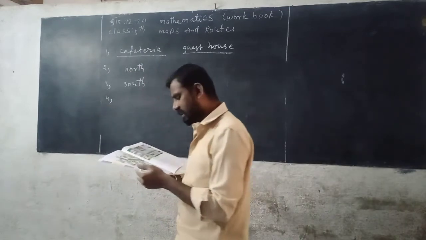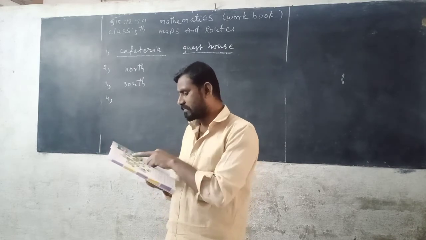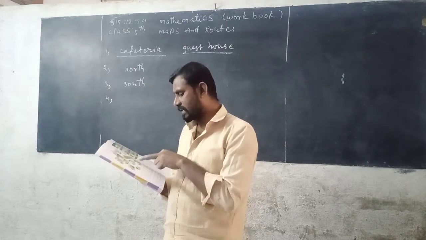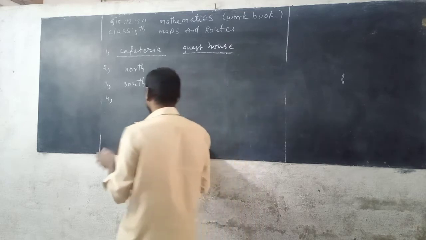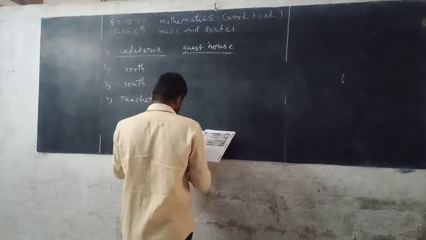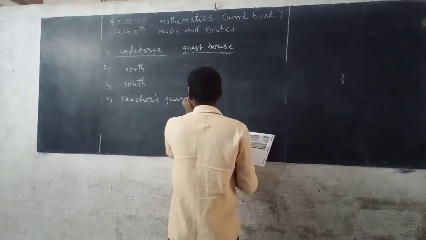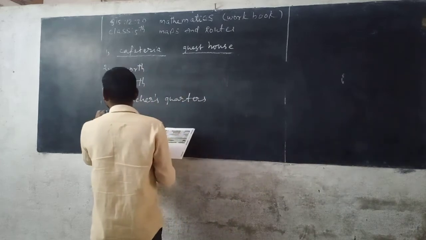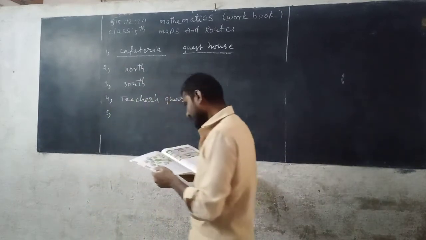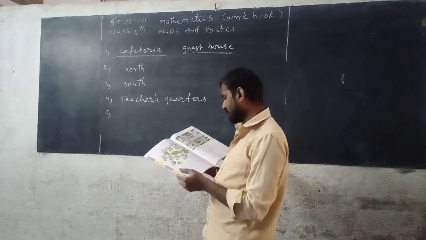Now fourth one, the dash is between the library and the administration building. This is the administration building and library. Teachers quarters. Fifth one, the teachers quarters building has dash floors. Three floors.